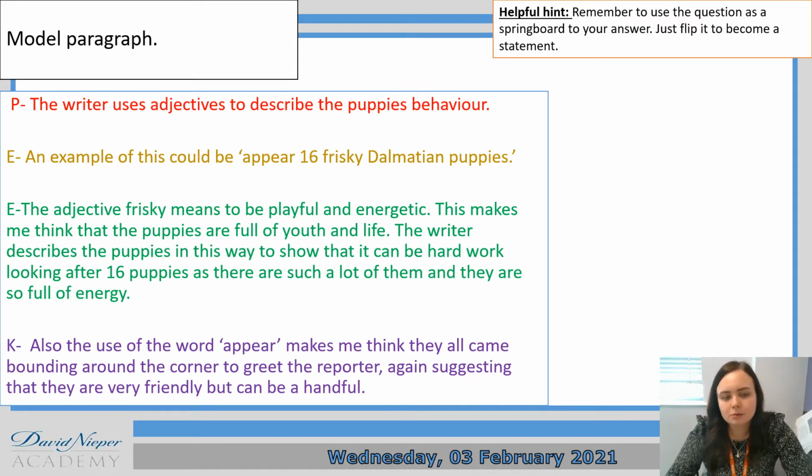The writer describes the puppies in this way to show that it can be hard work looking after 16 puppies, as there are such a lot of them and they are so full of energy. However, he also uses the word "appear", which makes me think they all came bounding around the corner to greet the reporter, again suggesting that they are very friendly but can be a handful.